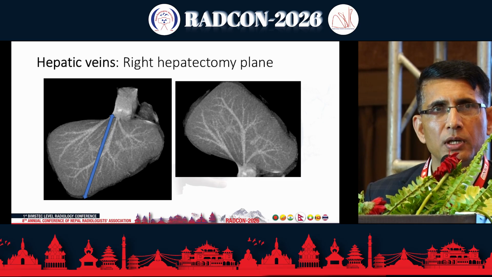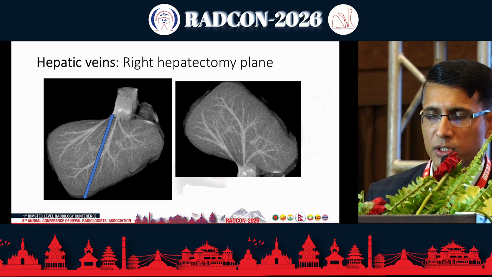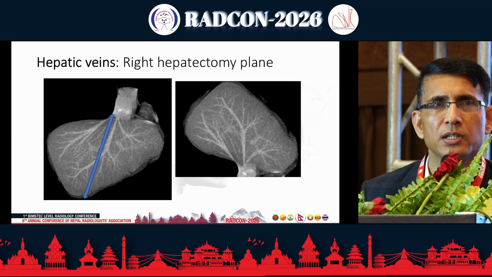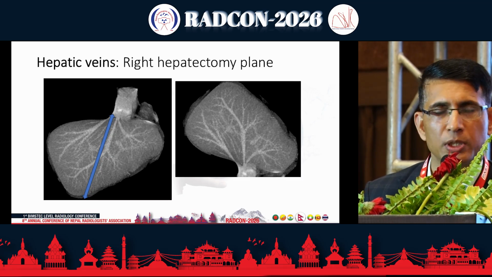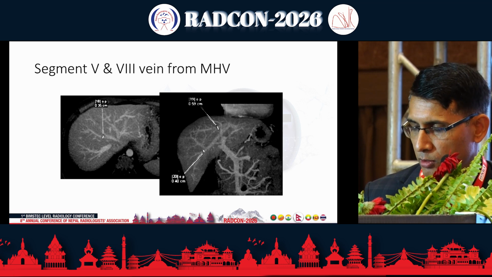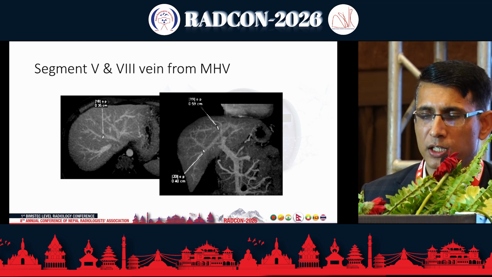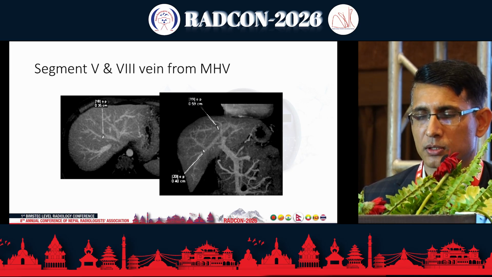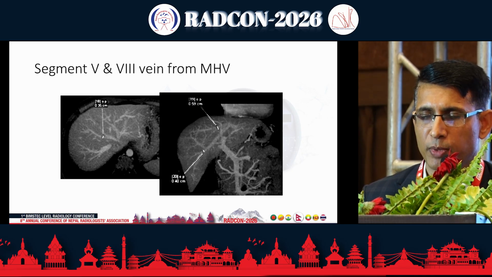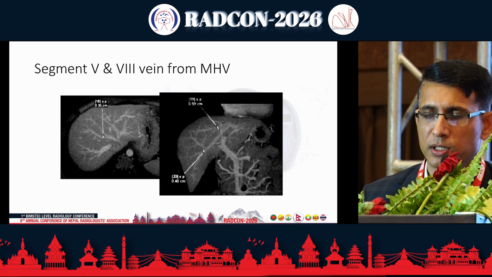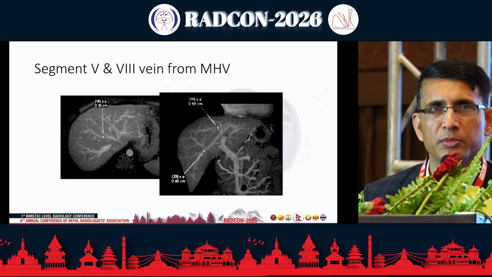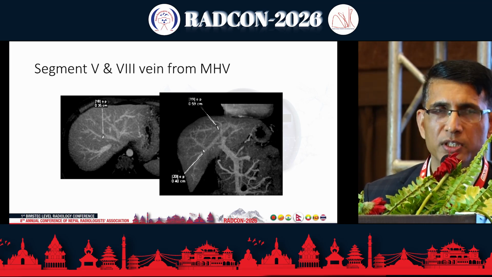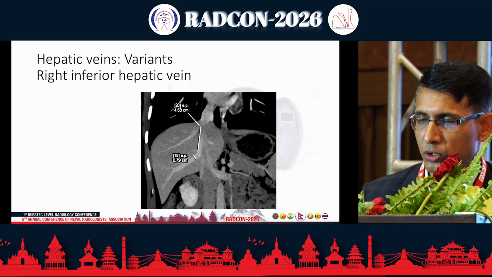We have to measure the segment 5 and 8 branches from the middle hepatic vein. If they are larger than 3 millimeter, we have to anastomose them separately because they can cause later congestion. So identification of the accessory hepatic veins is very important. And this is our next donor patient. If there is more than 4 centimeter distance between the hepatic venous confluence and the accessory hepatic veins, then surgery will be more difficult.